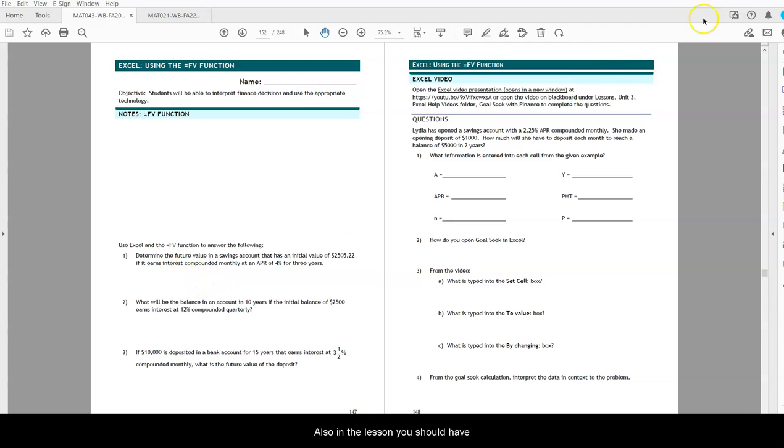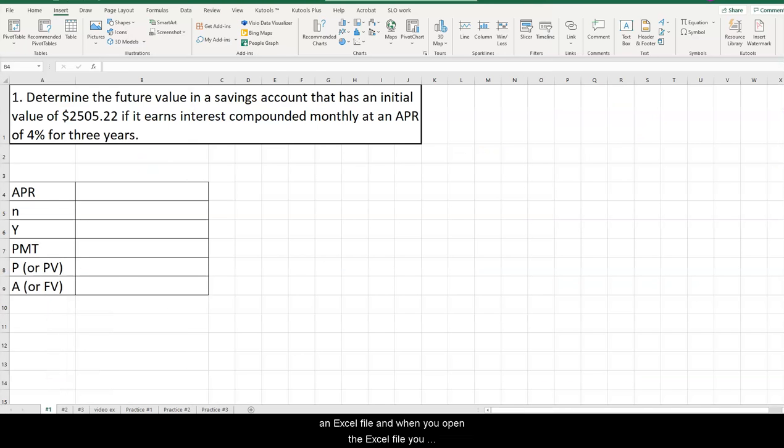Now also in the lesson, you should have an Excel file, and when you open the Excel file, it should be on problem 1, and it already has the question in there and a place for you to put in some of our data. So let's go ahead and look at that.